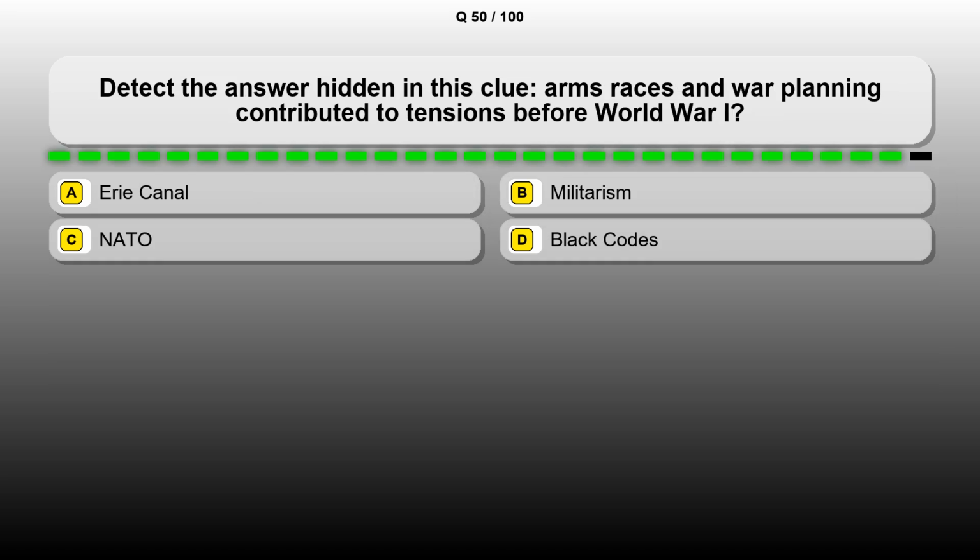Question 50. Detect the answer hidden in this clue. Arms races and war planning contributed to tensions before World War I. Option A, Erie Canal. Option B, militarism. Option C, NATO. Option D, Black Codes.